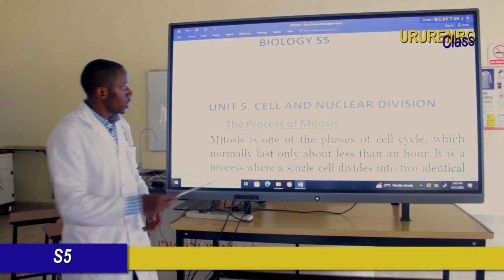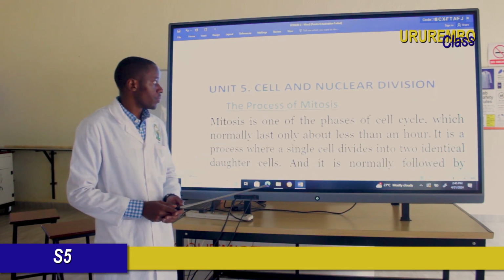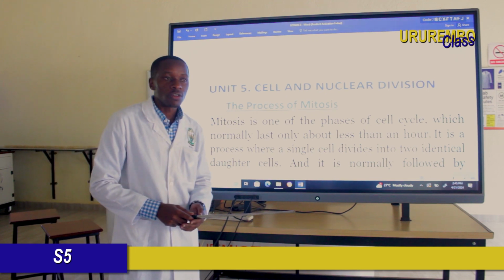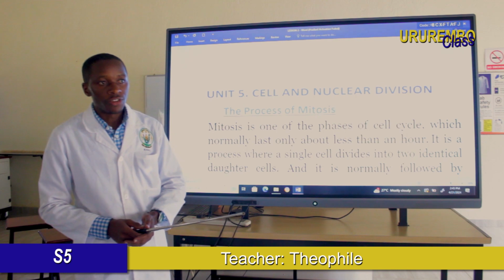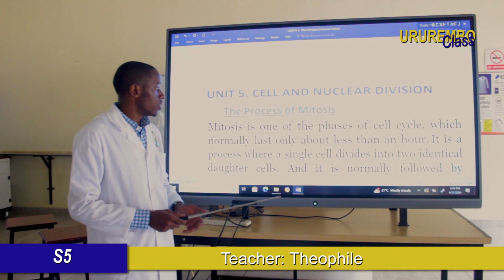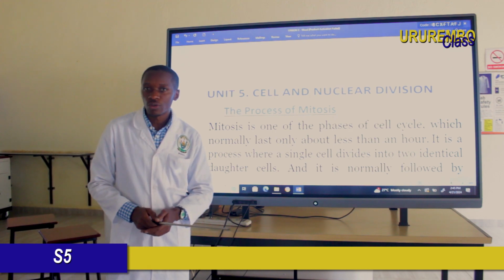So we are on unit number 5, called the cell and nuclear division. We have seen in the previous lessons the haploid and diploid conditions. We have seen the cell cycle, and now we are going to see the process of mitosis.